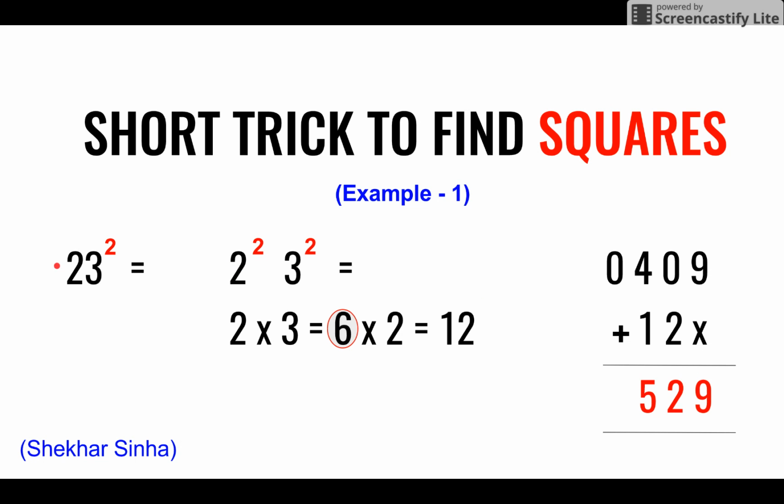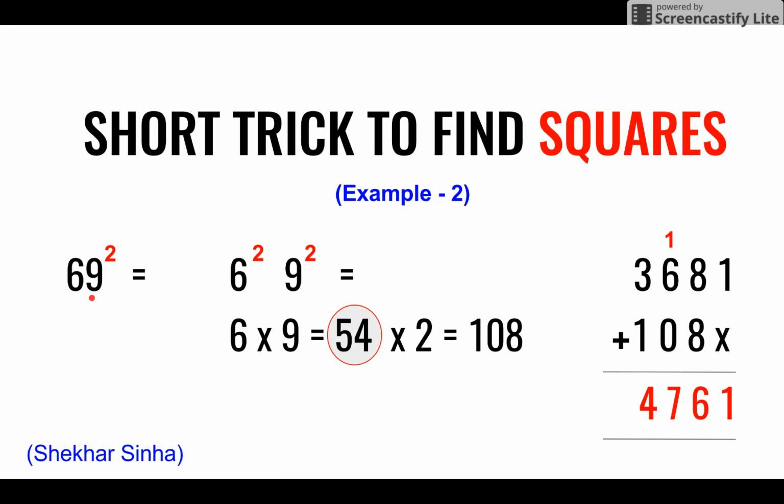What I did in step 1, I did the square of these individual numbers. 2 square is 04, 3 square is 09. Then in step 2, I multiplied these two numbers with each other and then I doubled it. I multiplied it by 2. It becomes 12. I left the unit digit space and I wrote 12 below these numbers. Then I added these two numbers. So it becomes 529, which is the square of number 23. Let's look at a few more examples.